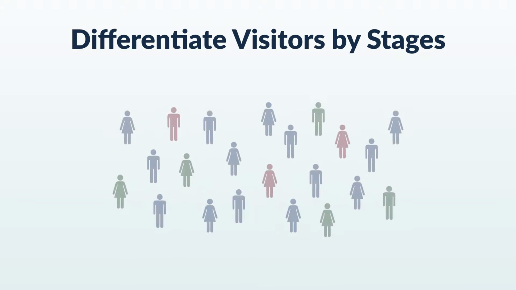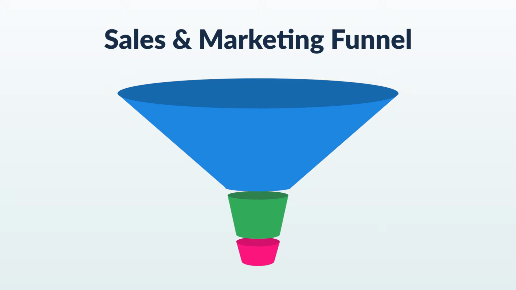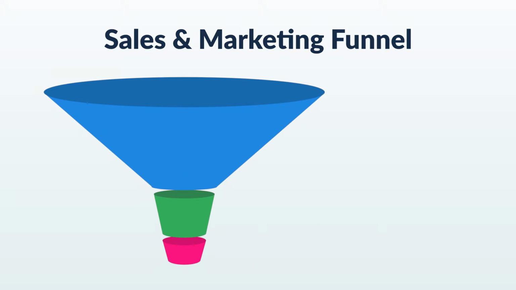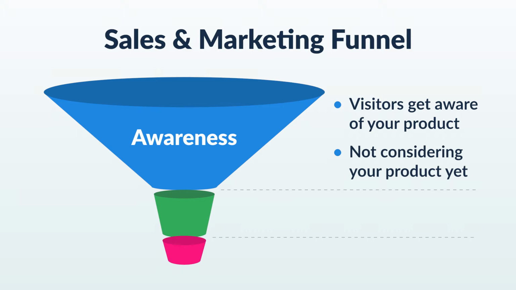Let me explain what we did. We started to differentiate visitors by stages. We created what is known as a marketing or sales funnel. And our simple sales funnel had 3 different stages. First, the awareness stage. This is when visitors get aware of your company and your product. The visitors are first-time visitors who only had little or no touch points with your company yet. They are not willing to buy yet and are not even considering your product or alternatives of it.